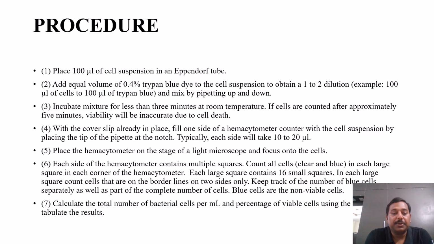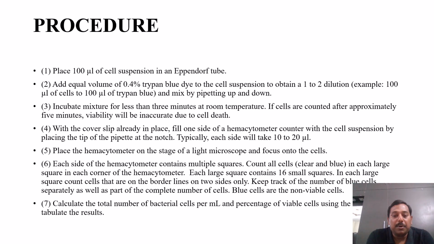Let's take a look at the procedure. First, place 100 ml of cell suspension in an Eppendorf tube, to which we add an equal volume of 0.4% trypan blue to obtain a 1:2 dilution, and mix by pipetting up and down. Then we incubate the mixture for less than 3 minutes at room temperature. If cells are counted after approximately 5 minutes, viability will be inaccurate due to cell death.